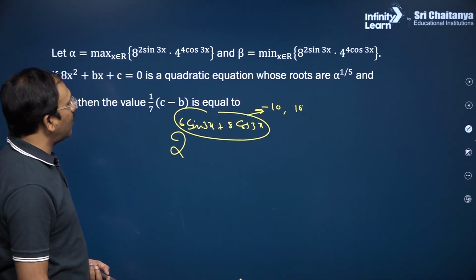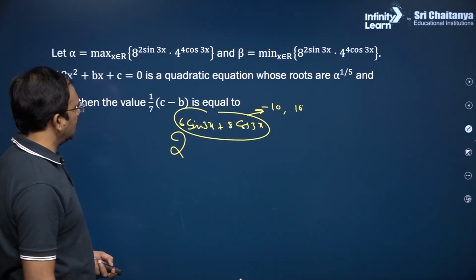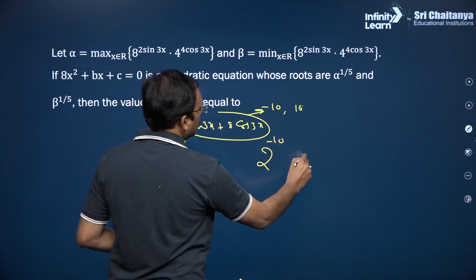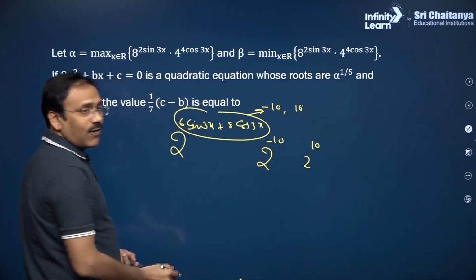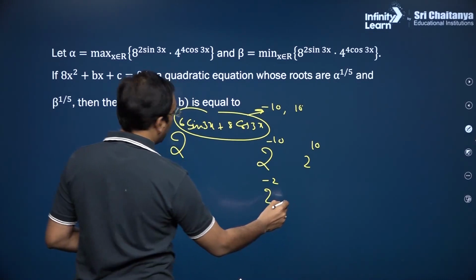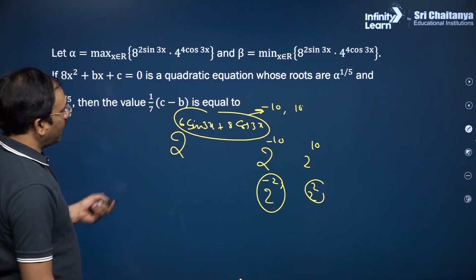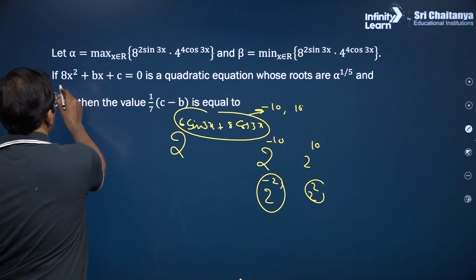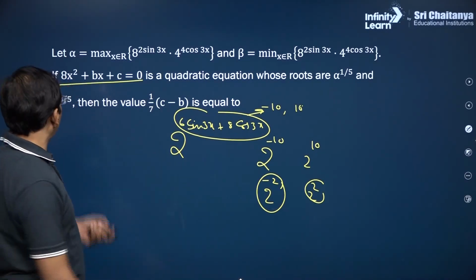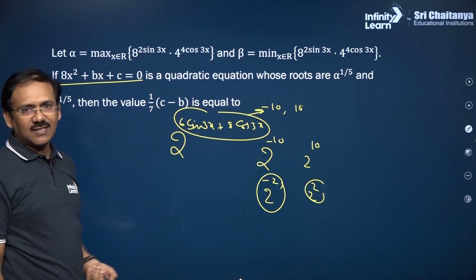Beta is the minimum of x belongs to R, you see the minimum and maximum of all these things, alpha and beta are done. Now you can say 2 power minus 10, this is 2 power 10. So alpha power 1 by 5 will become 2 power minus 2, and beta power 1 by 5 will become 2 square my dear friends. Now this is the quadratic equation whose roots are these. So you can find 1 by 4 and 4 are the roots of this. You can find b and c values my dear friends, you can substitute here, that's it, simple.